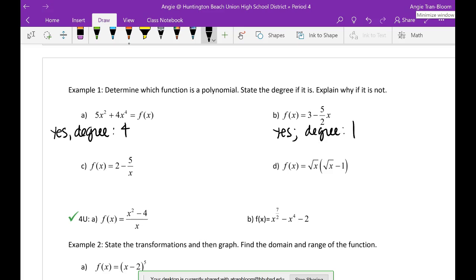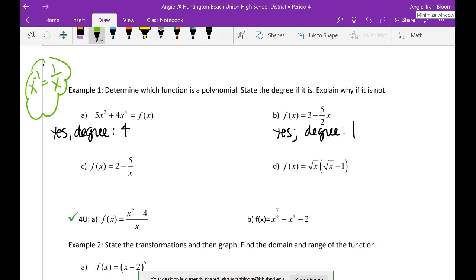Okay, C. 2 minus 5 divided by x. No? Why not? It's technically x to the negative 1. Where did that come from? It's on the bottom. Okay, let's review really quickly. If you have x to the negative 1 power, class, remember in Algebra 1 and Algebra 2, we try to convert back and forth. How do you make that? 1 over x. That's right. So that's always true.